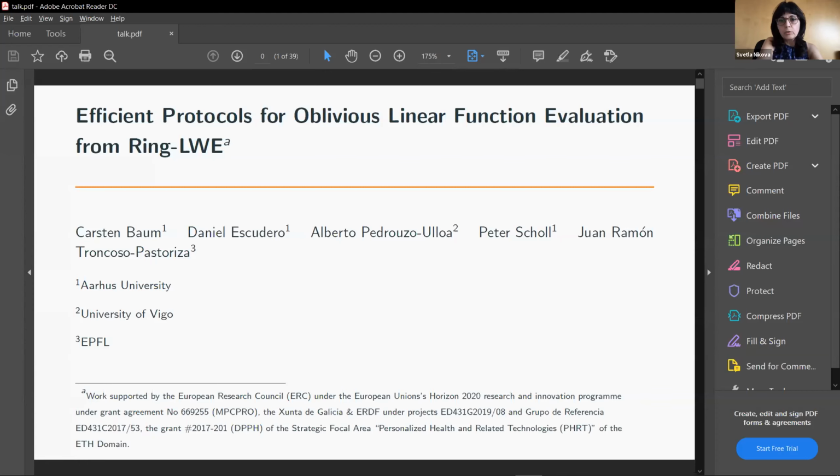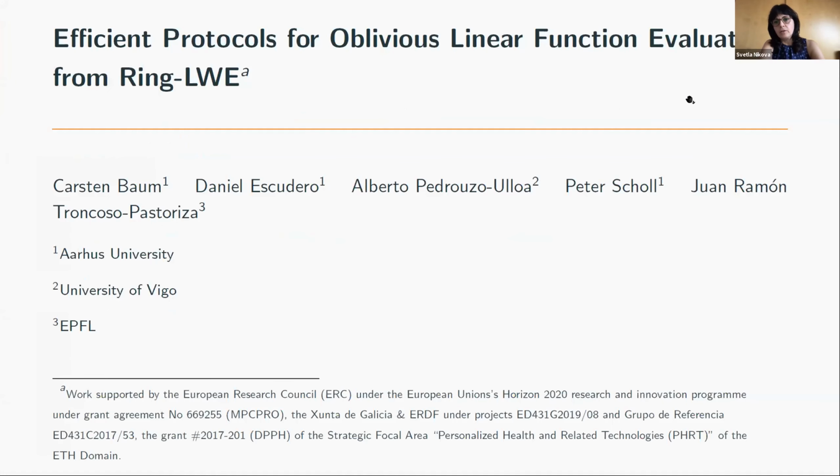And you have a short break now. We have the second paper, which is about efficient protocols for oblivious linear function evaluation from Ring LWE. And I believe the speaker will be Daniel Escudero. Hello, yeah. Hello, you're present, so you can start sharing your slides while I read the rest of the co-authors of the paper. So this is a paper joint with Carsten Baum, Daniel Escudero, Alberto Pedrouzo-Ulloa, Peter Scholl, and Juan Ramón Troncoso-Pastoriza.